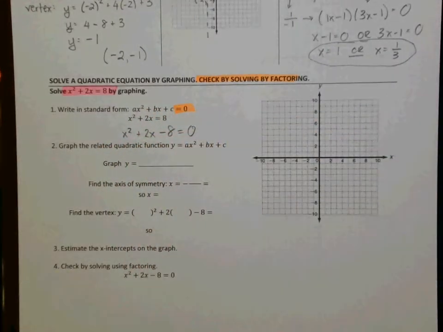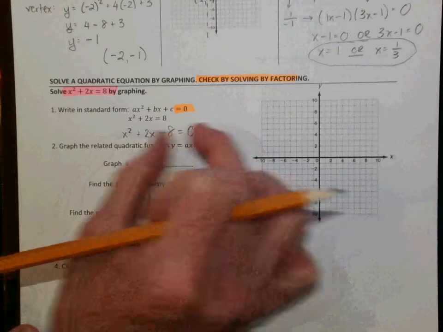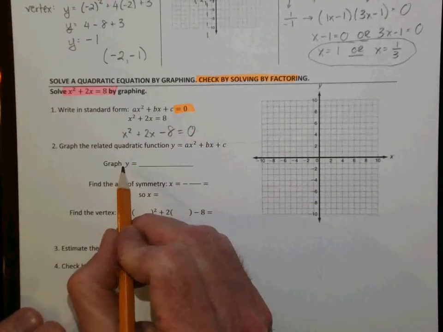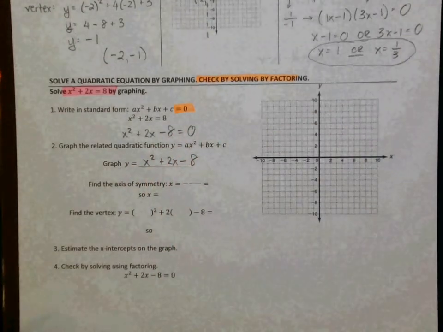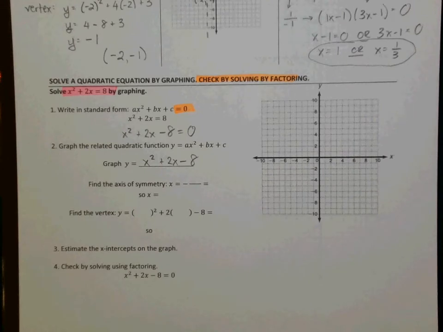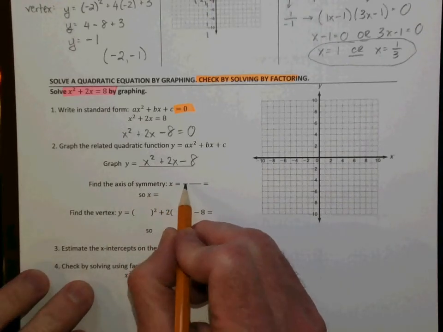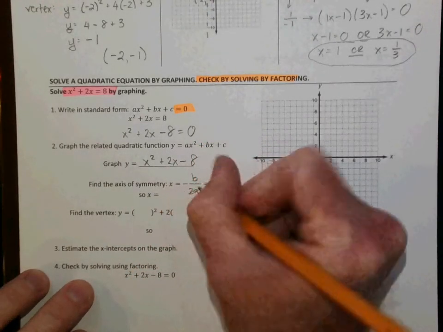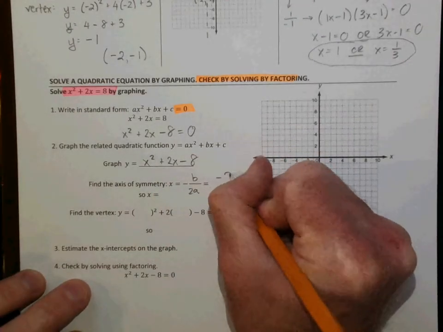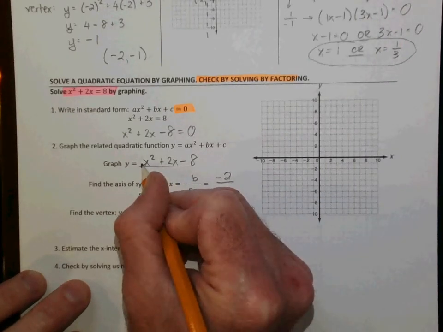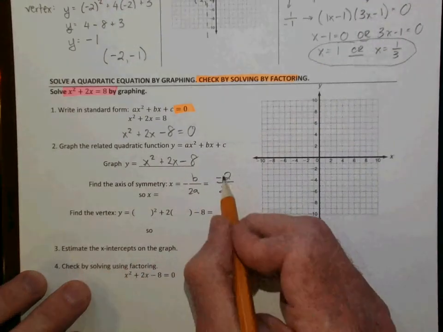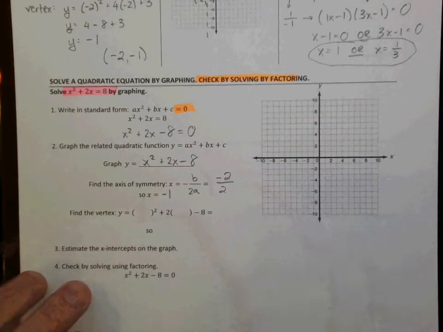So now I want to graph the related quadratic function, which is just take, in this case, the left-hand side. I want to graph y is equal to x squared plus 2x minus 8. So we're going to do exactly what we did in number 1 in the opener. I'm going to find the axis of symmetry. x is equal to the opposite of b over 2a. So in this case, that's negative 2 over 2 times, there's no number written in front of the x squared, so it's a 1. 2 times 1 is 2. So once we simplify this, x is equal to negative 1.